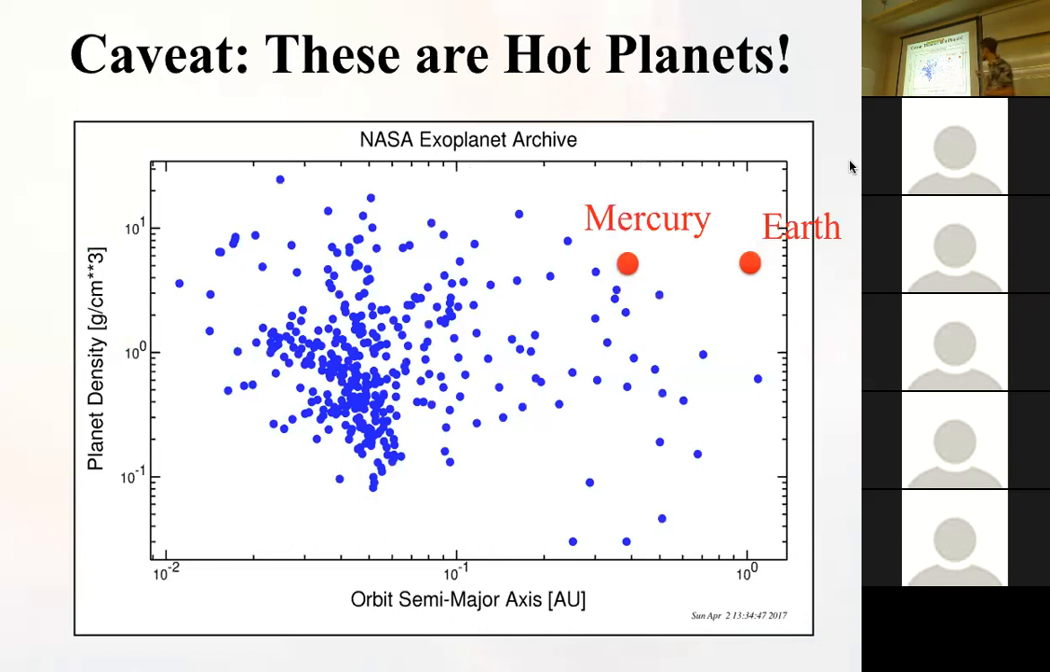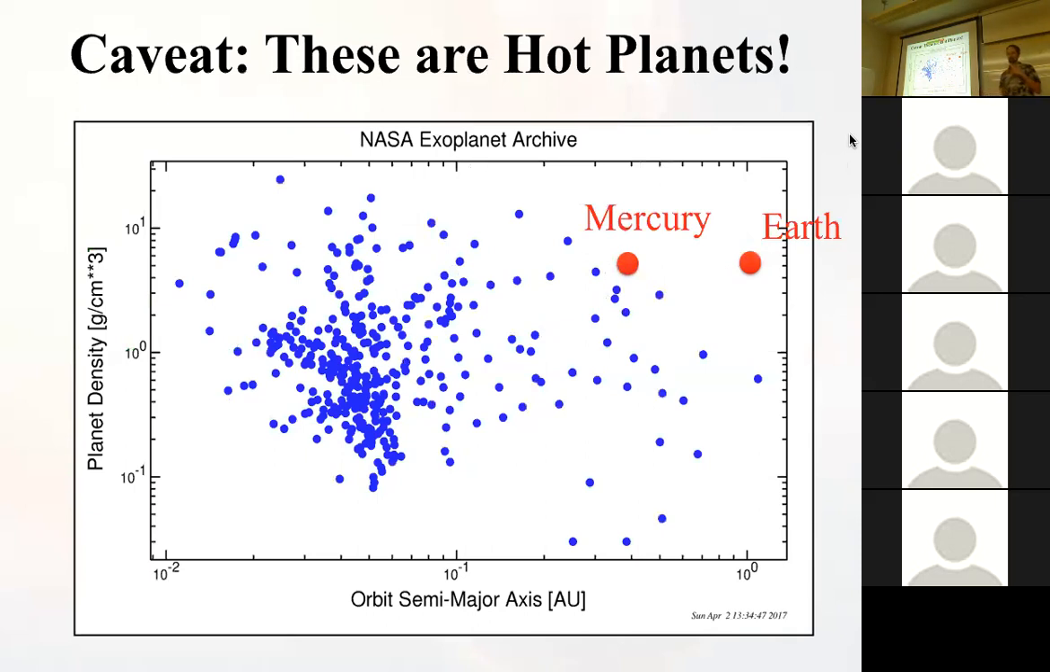So the caveat that I wanted to point out in this transition is that all of these planets are extremely close. This is now density versus the semi-major axis, and you see Mercury and Earth here. These are all the planets that I've shown you before. I think this is actually all the planets with density measurements. And you can see that all of them are, in fact, interior to the orbit of Mercury, right? So these sort of planets are very unlike anything that we know in the solar system.